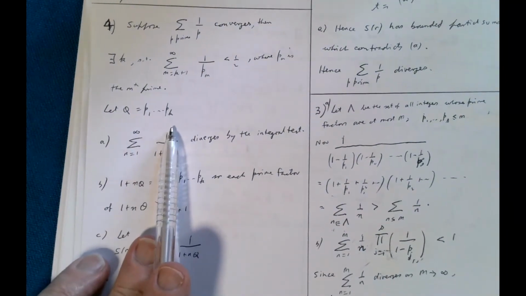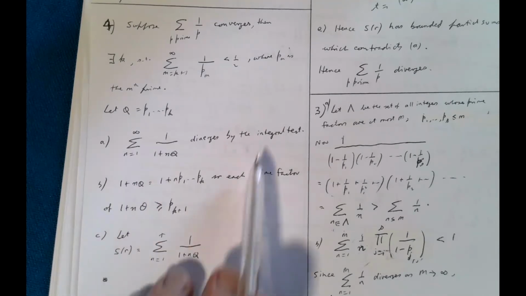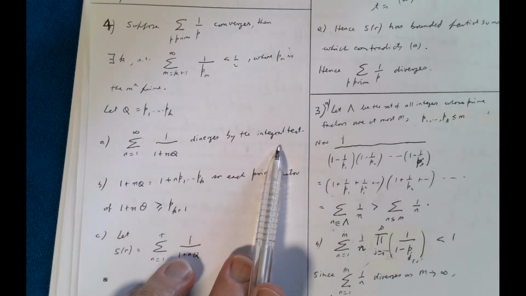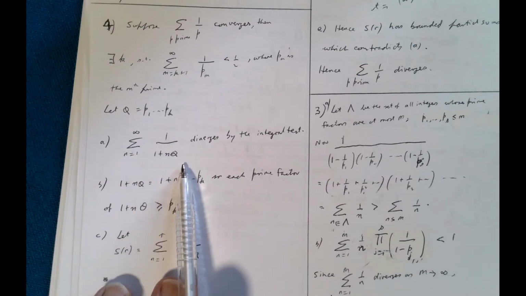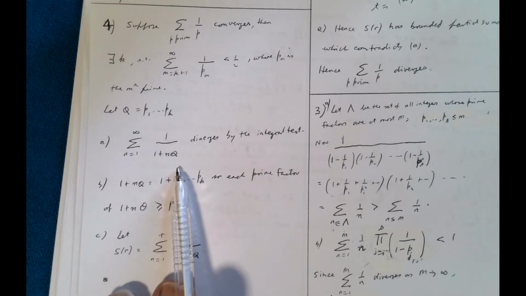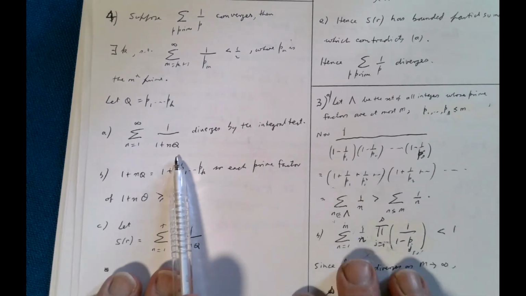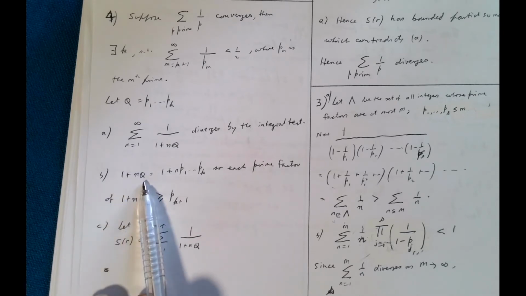Well, firstly, the first bit's trivial here. This thing diverges immediately by the integral test. If we just integrate 1 over 1 plus Qx from 1 to infinity, then this is a logarithm, and so it diverges to infinity by the integral test. Nothing to do there.